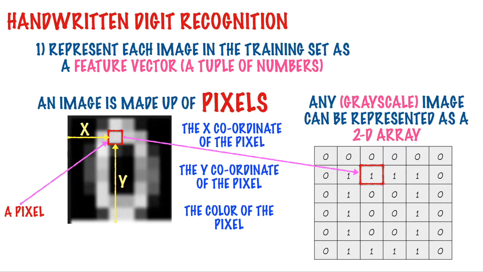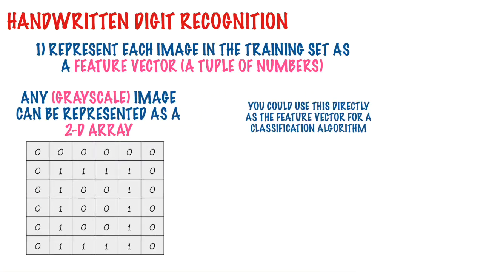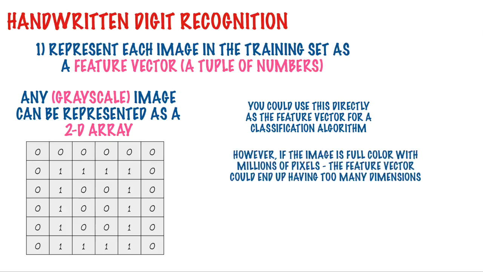So let's say you have an image which is 100 pixels wide and 128 pixels high. Then that image could be represented by a two-dimensional array which has 128 rows and 100 columns. Each number in that array represents a pixel and the gray value of that pixel. Now, this two-dimensional array could actually be used directly as a feature vector for a classification algorithm, because you've already represented the image using numbers.